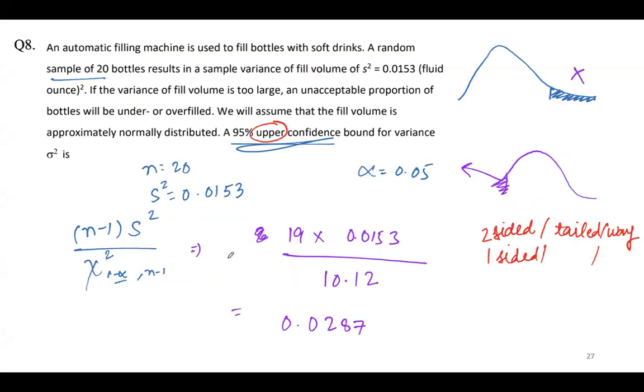So I will still have to confirm this upper bound thing. Maybe I've missed it somewhere, but this is how the questions are being solved. I will definitely check it and let you know. Okay.